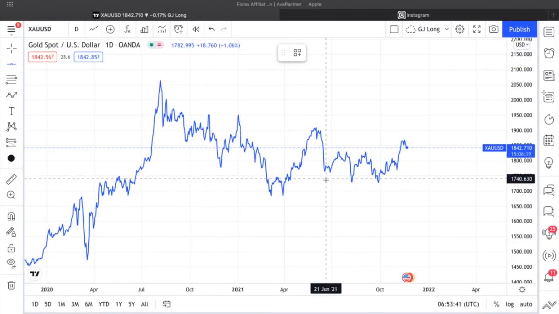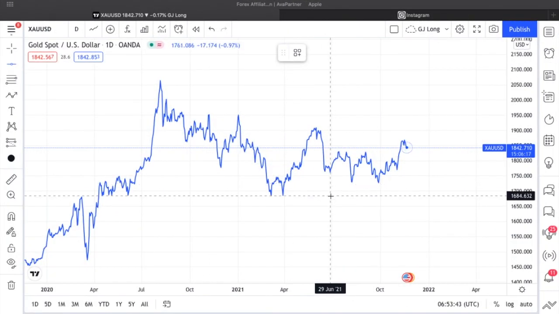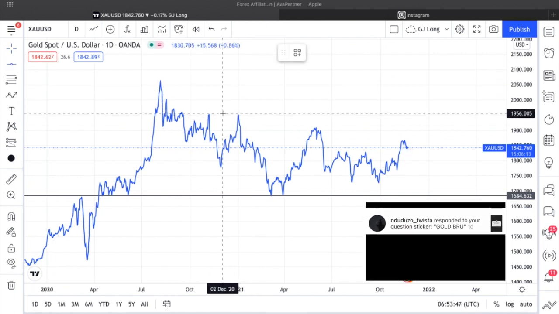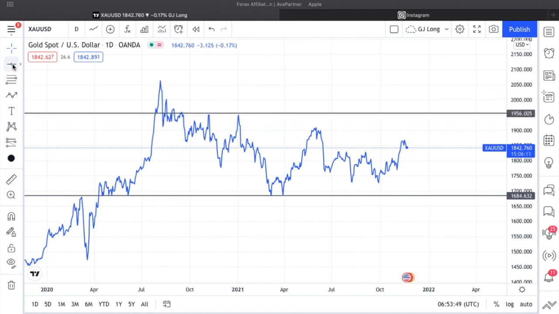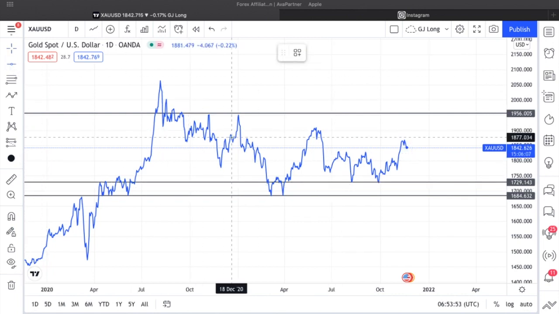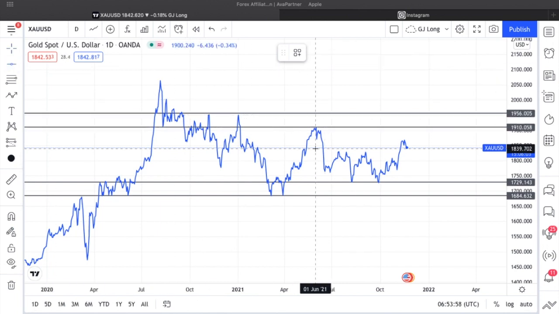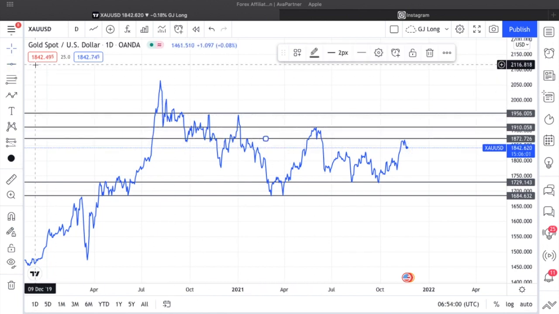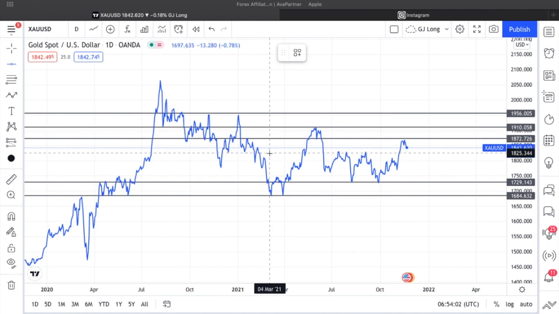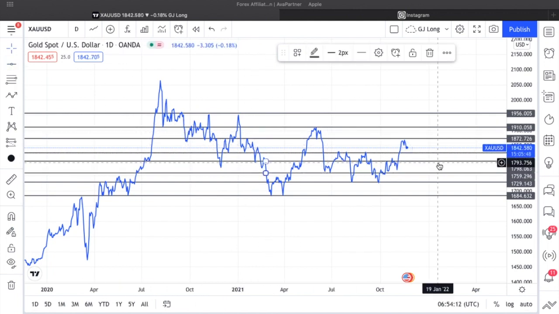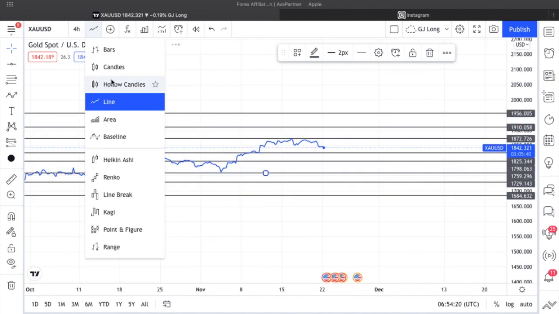So I also got a request for gold. This request for gold was from Nduduzo Twister. And yeah, as you can see, support and resistance on the daily time frame. Then after marking your support and resistance on the daily time frame, we move to the 4-hour time frame to see the direction of the trend.